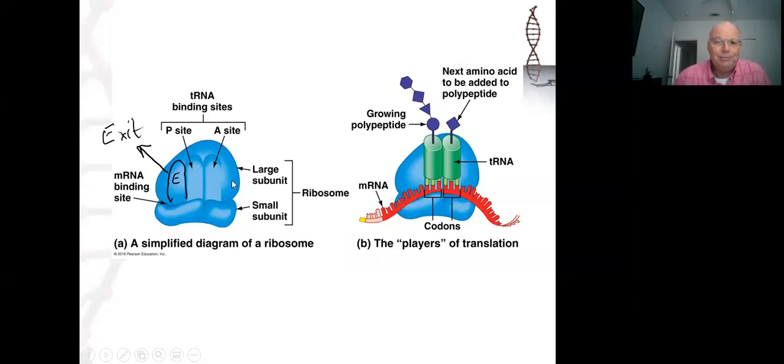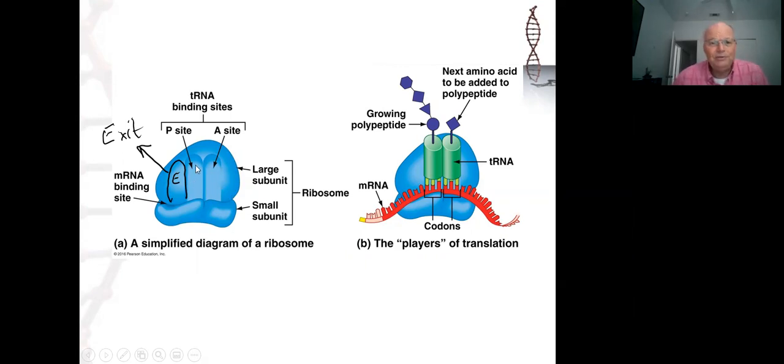Then you have the large subunit, which is the enzyme site or the catalytic site, and the small subunit, which serves as a regulator and also helps clamp the messenger RNA into the ribosome so that it can feed through the ribosome and feed through the sites.